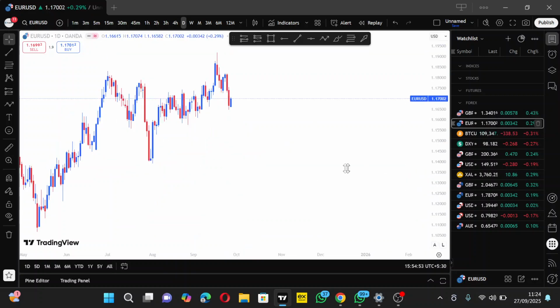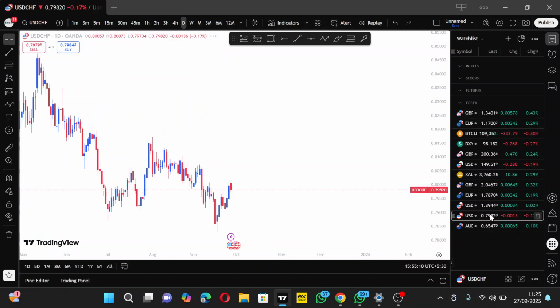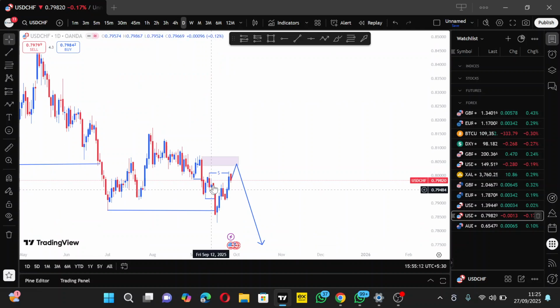Same thing with Euro USD. Once price gets to this low, I will see a good change of character, then I will buy. And now, for the shorter term, once Euro USD and GBP USD are selling, coming to this area, then USD CHF will be buying. For the shorter term, USD CHF will be buying and coming to this area before we expect the sells to happen. That is it. Very simple.